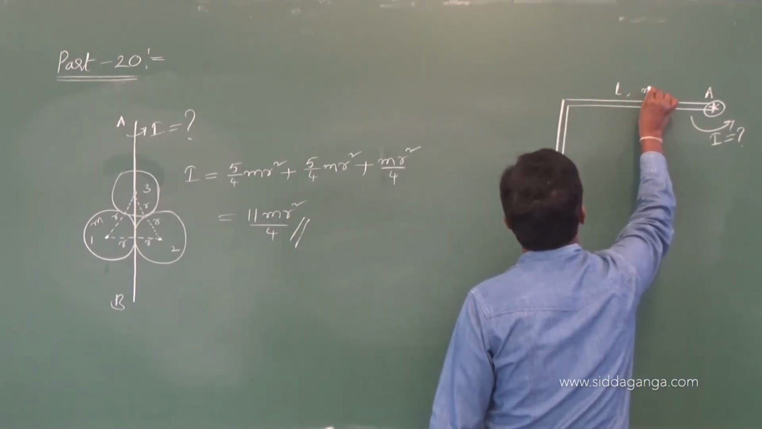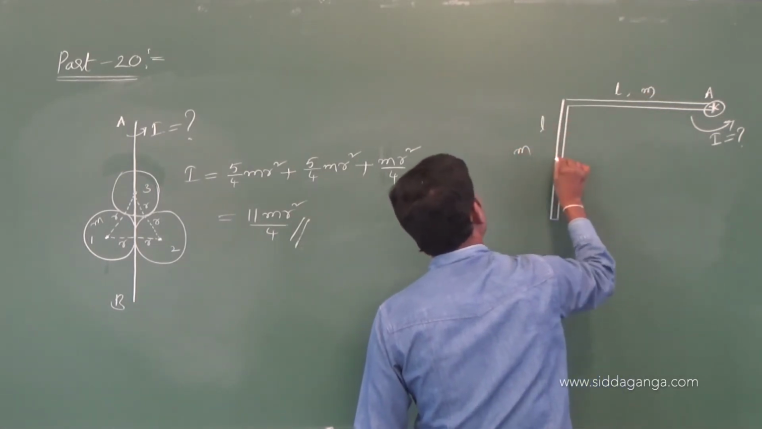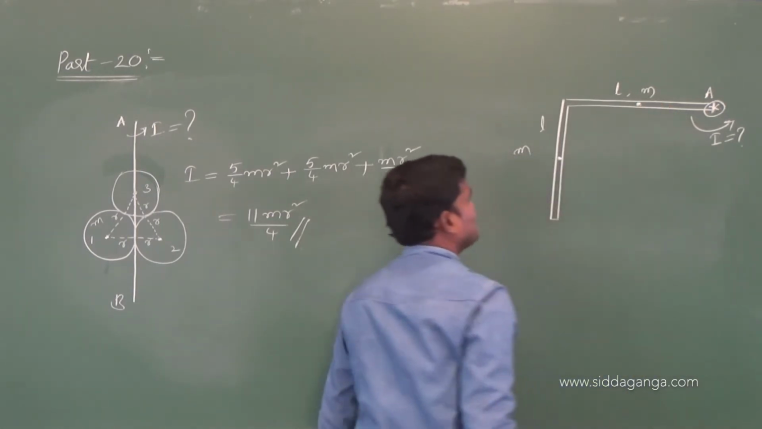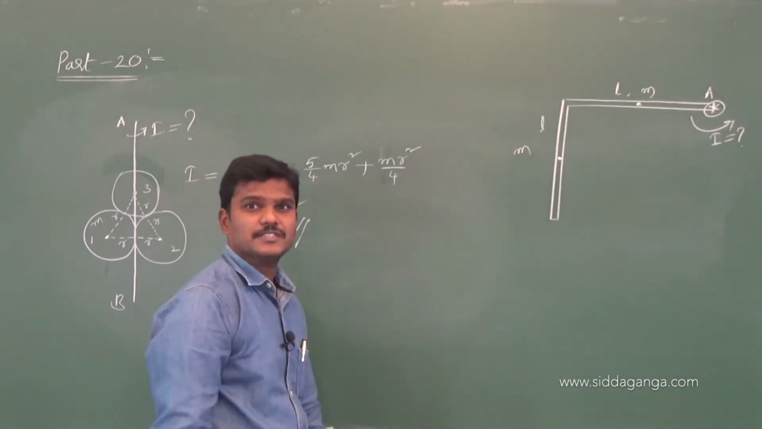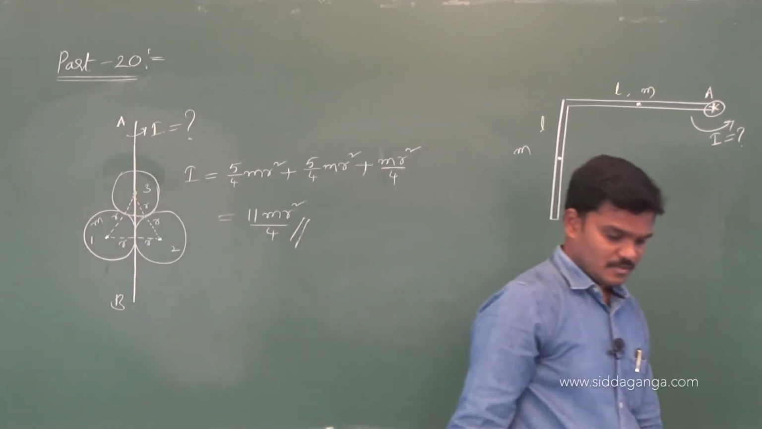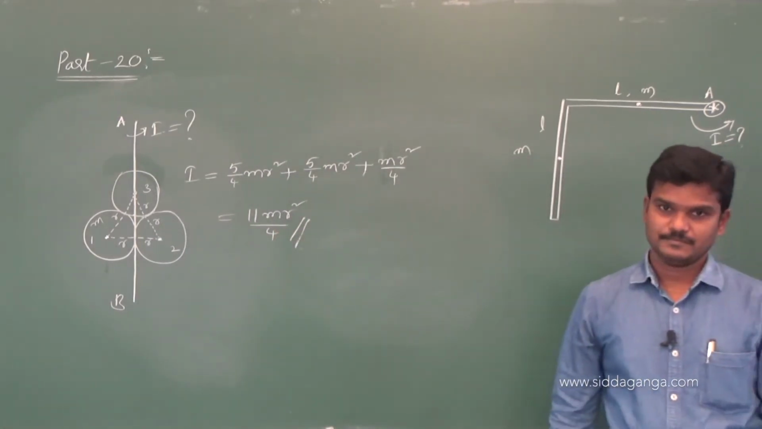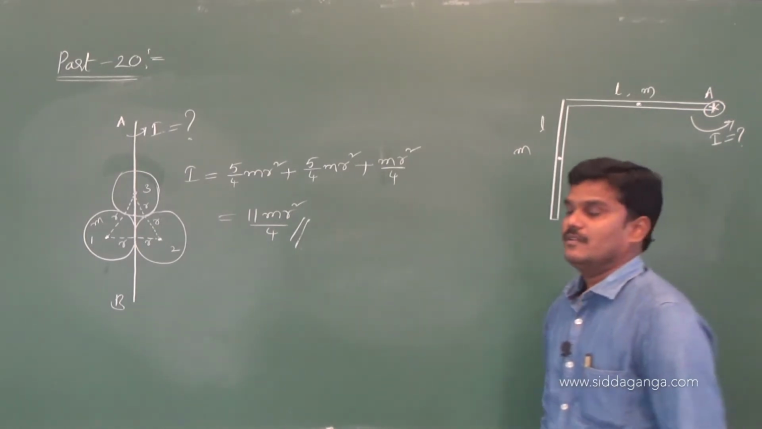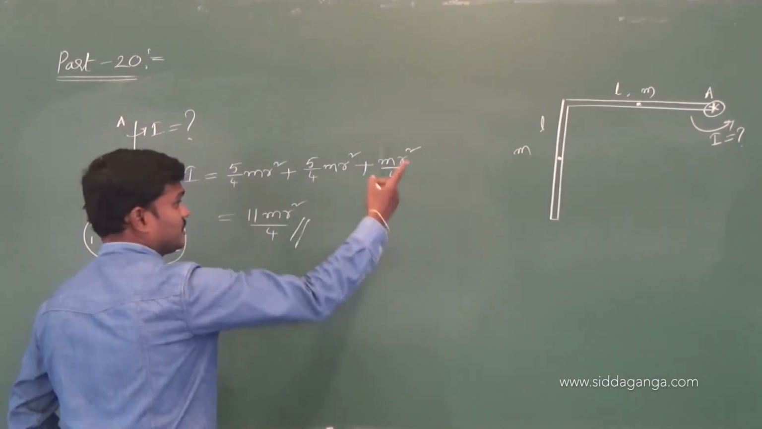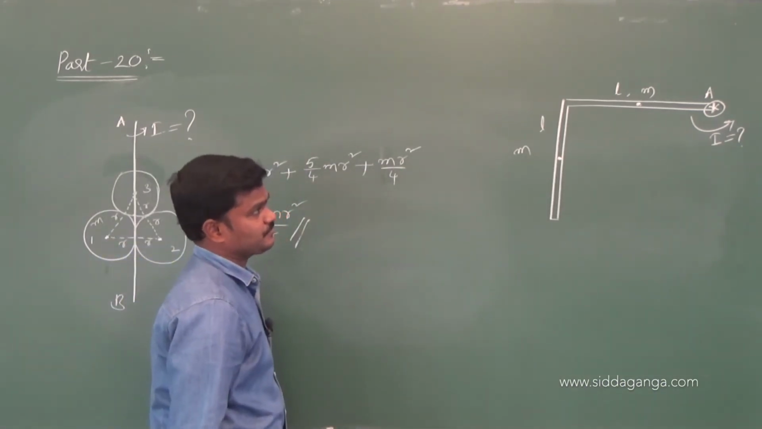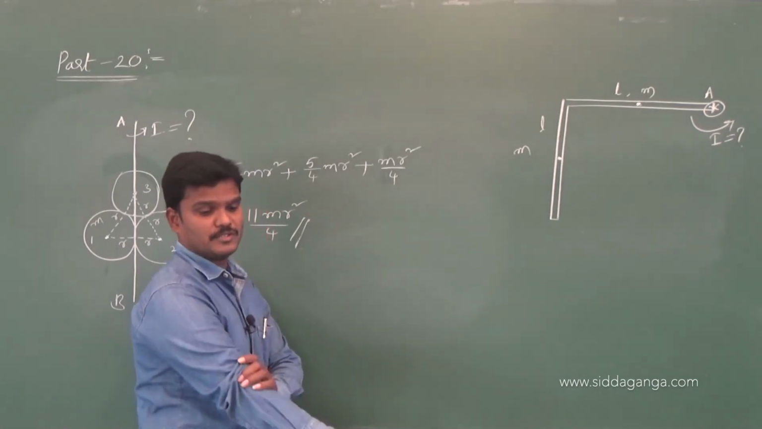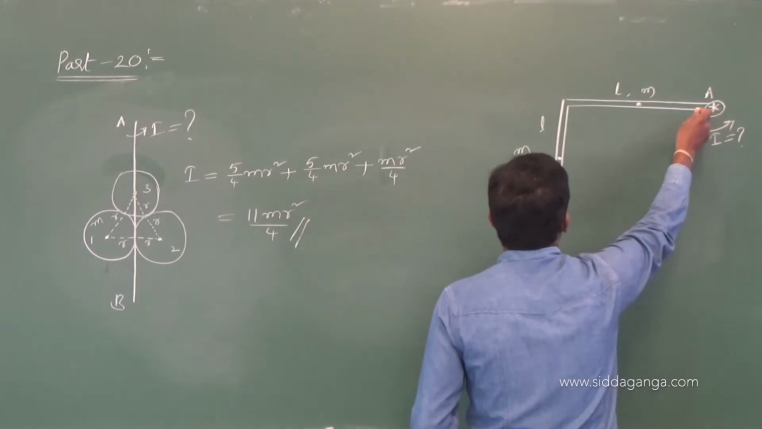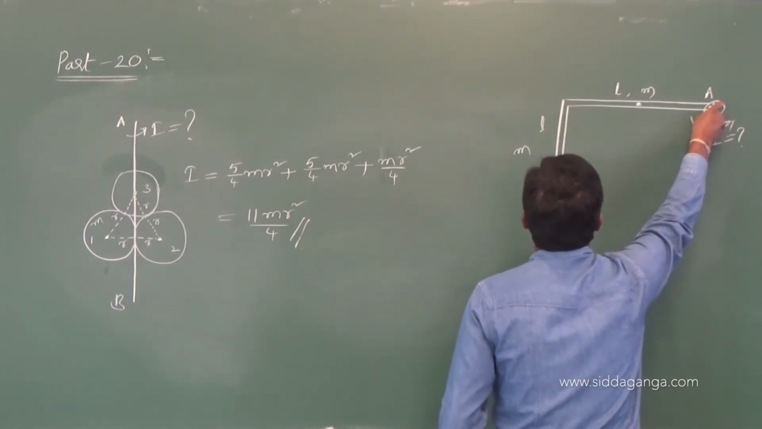Length is L, mass is M. This is the center of this one. This is the center. About A they are asking. Only one step is enough to get this problem. About this point. See, this point is at one end of this rod.